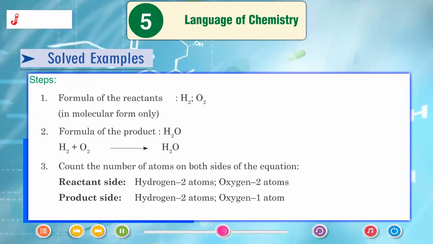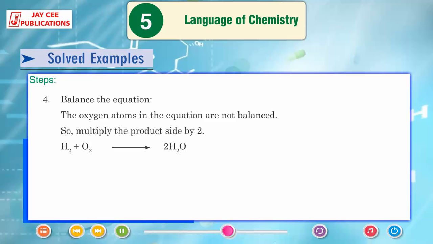3. Count the number of atoms on both sides of the equation. Reactant side: hydrogen 2 atoms, oxygen 2 atoms. Product side: hydrogen 2 atoms, oxygen 1 atom. 4. Balance the equation. The oxygen atoms in the equation are not balanced. So, multiply the product side by 2. H2 plus O2 gives 2H2O.